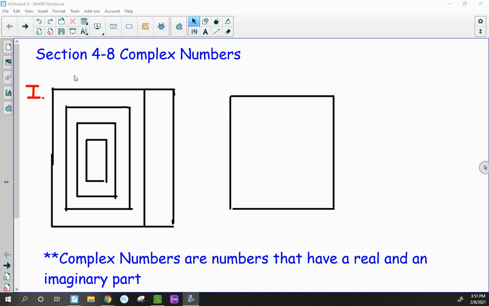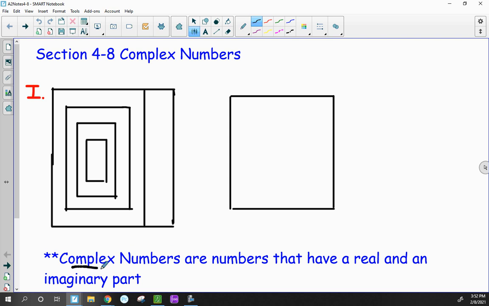Algebra 2. Today we're going to look at section 4.8, which is on complex numbers, and complex numbers are tied into imaginary numbers as well. So the first thing I'd like you to do is, in your notes, just go ahead and draw a Venn diagram. We have 1, 2, 3, 4 boxes, small to large, and then a single box here.